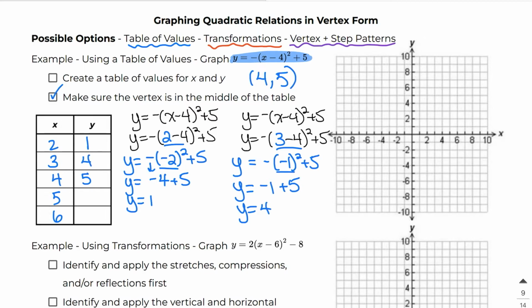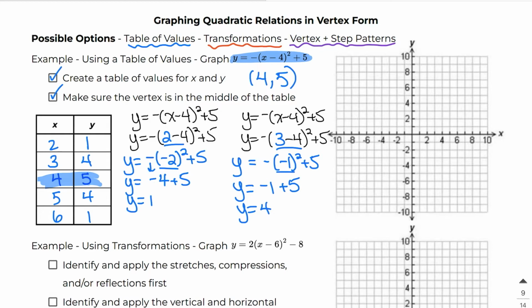By putting this vertex in the middle, I know already that my graph will be a symmetrical graph, which means that my corresponding y values will also be symmetrical. So if this was a 4, then this will have to be a 4. If this was a 1, then this will have to be a 1. And then I can go ahead and do my graph.